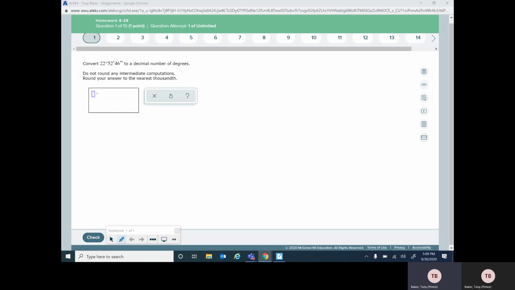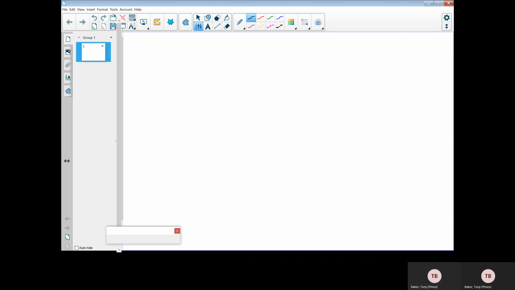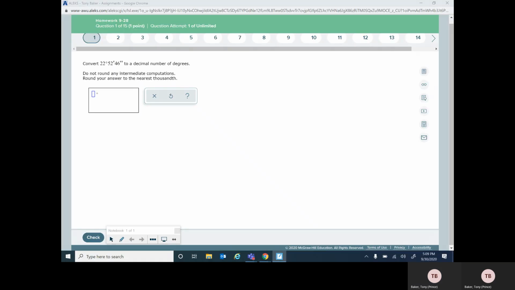So in this problem, we've got 22 degrees, 52 minutes, and 46 seconds. To change this to a decimal, I'm going to take each of these numbers and divide them by 60, and then add it to the one before it. So I do 46 divided by 60.